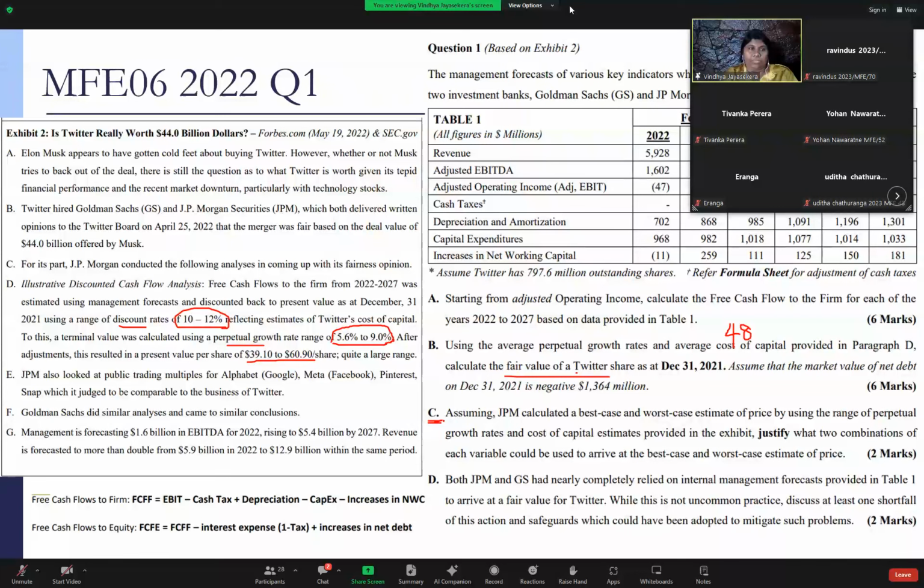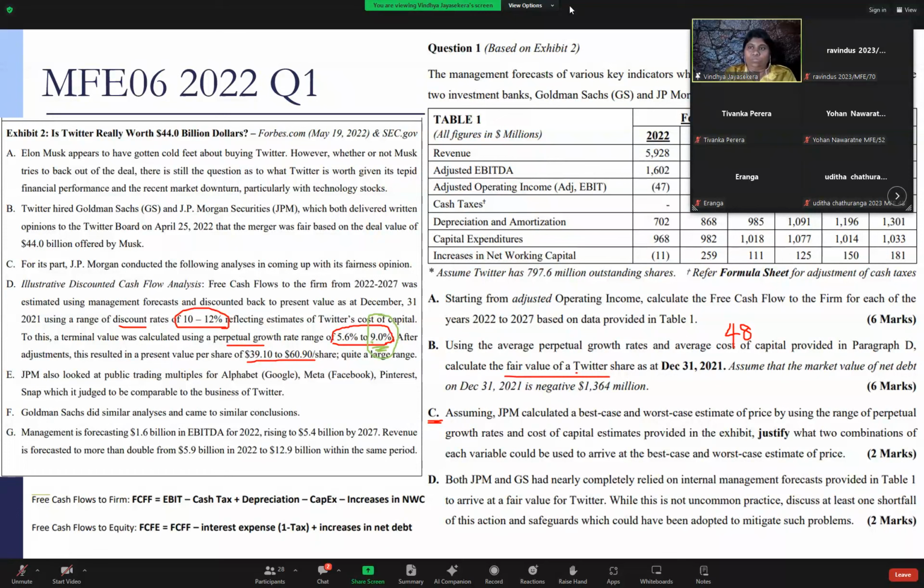Correct, Rashmi. Yes, Divanka. Best case scenario is when you want to make your valuation as high as possible, your price as high as possible. How do you get the highest valuation from growth? Higher the growth, higher the valuation, right? So in your best case scenario, your growth rate should be 9% of the figures that have been given to you.